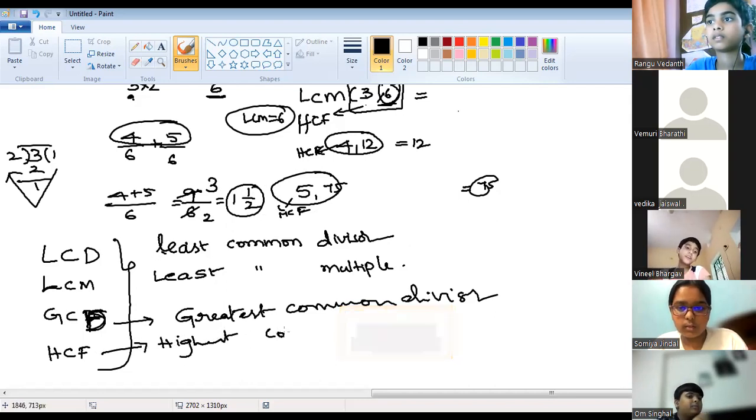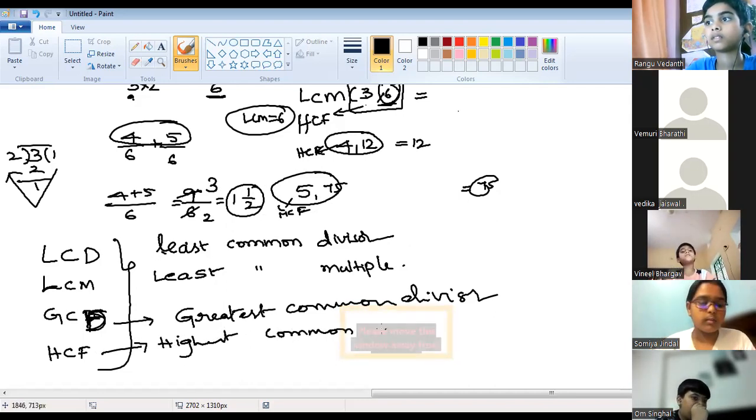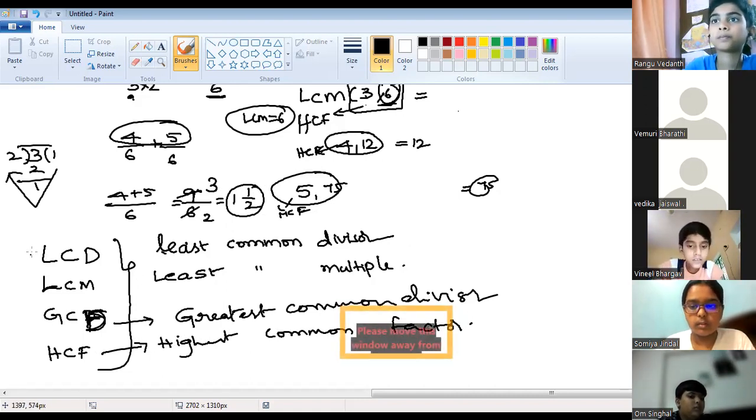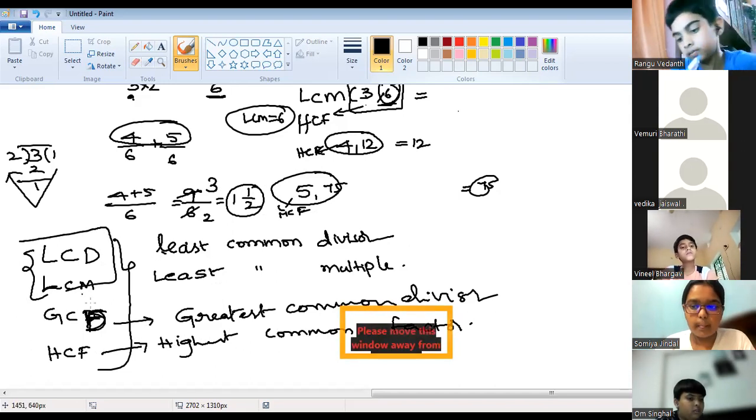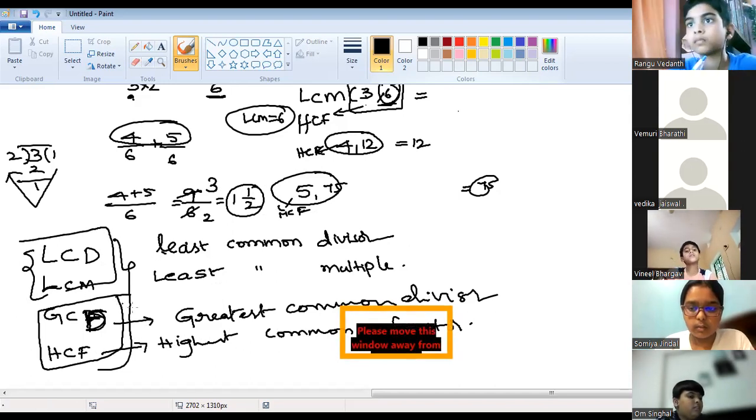Ma'am, we learned about HCF and LCM, but we did not learn about LCD. But in some cases, children, both are the same. LCD and LCM both are the same. GCD and HCF both are the same.